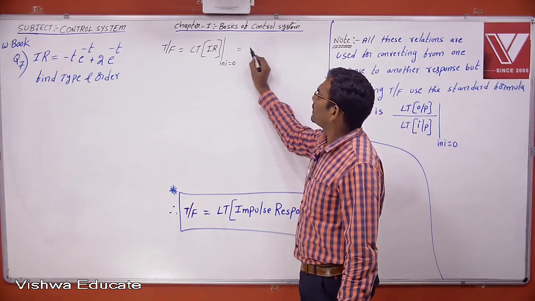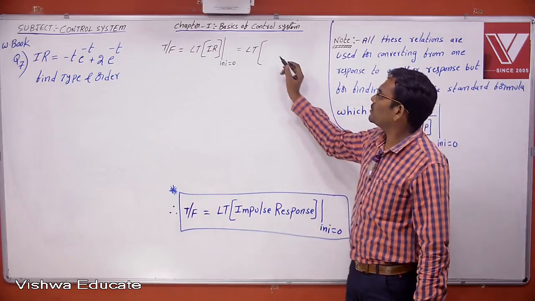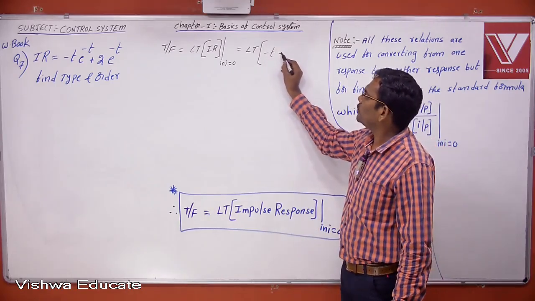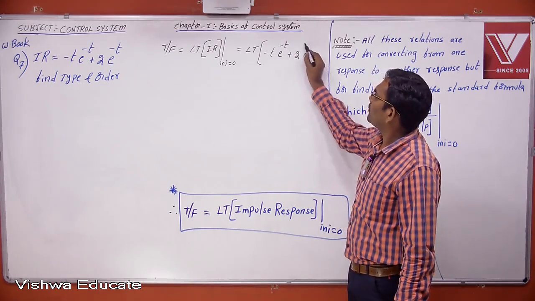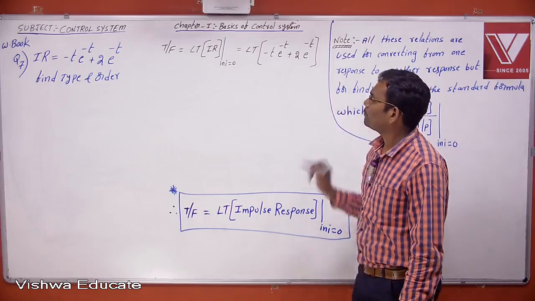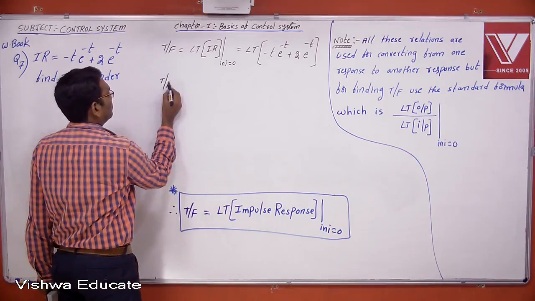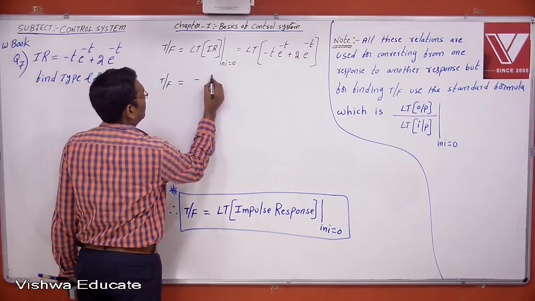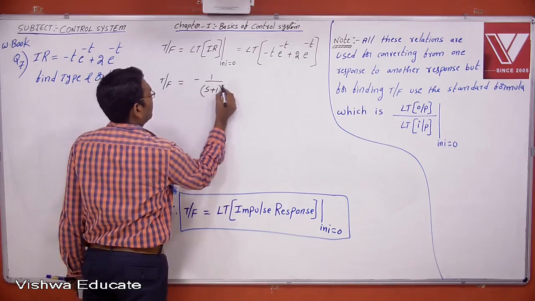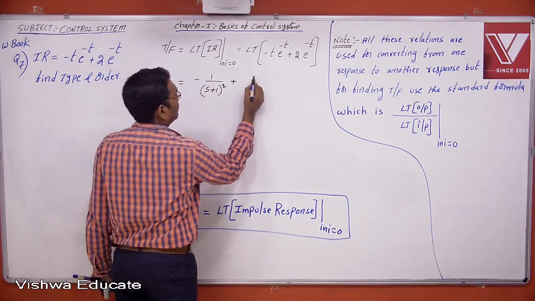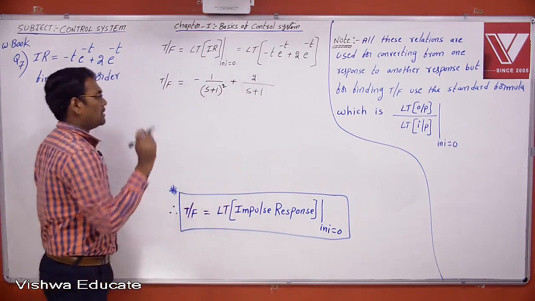Therefore, it is nothing but the Laplace transformation of the impulse response, which is equal to minus t into e power minus t plus 2 into e power minus t. Now the transfer function is nothing but minus 1 by (s plus 1) whole square plus 2 by (s plus 1). This is the transfer function.